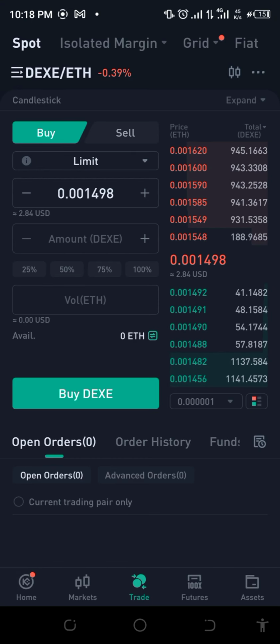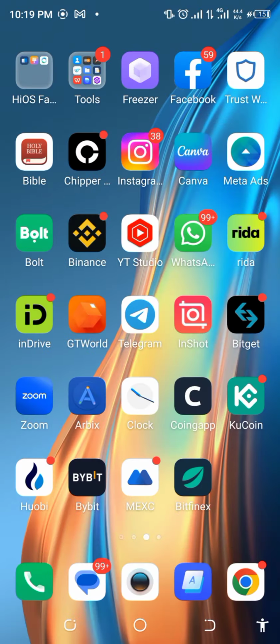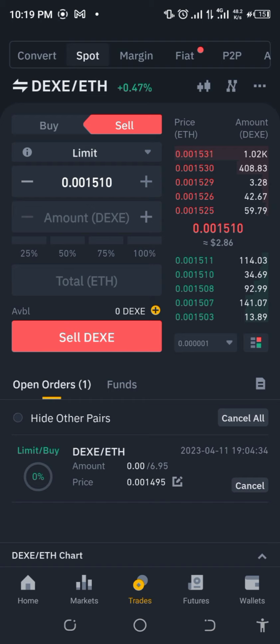And guess what? The opportunity is gone. It's gone, gone, gone. As you can see here, DEXE ETH on Kucoin is now 0.001498. So what that means is that there isn't any arbitrage opportunity, because going back to Binance, as you can see here, it's still stuck on 1510. Oh, wow. So the truth of the matter is there really isn't any reason to continue.